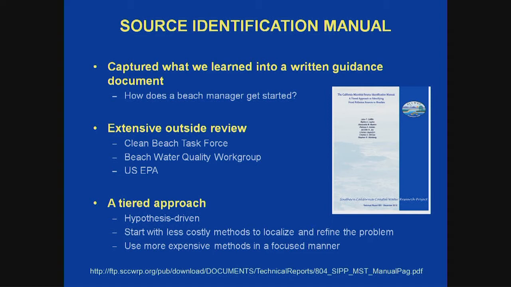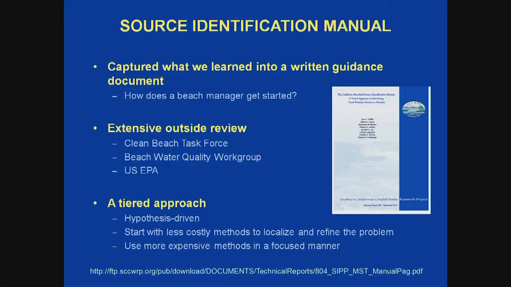Use a tiered approach, right? This is hypothesis driven, right? So you need to have questions. You can't go out there and say, ready, shoot, aim. It's got to be targeted. Identify the sources in your watershed. Go and check them off. If you can't eliminate them, then you need to do further testing until you can eliminate them, or you say, this could be it, right?